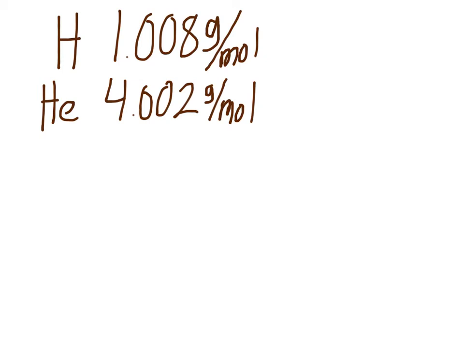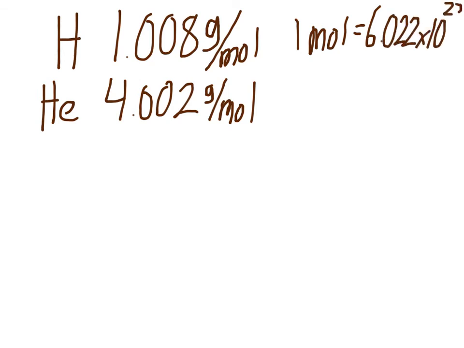The reason is because, remember, 1 mole is equal to 6.022 times 10 to the 23rd atoms. 1 hydrogen atom has 1 proton, and 1 helium atom has 2 protons and 2 neutrons. So the helium atom weighs a lot more. If we were to have 6.022 times 10 to the 23rd atoms of hydrogen, it will weigh a lot less than 6.022 times 10 to the 23rd atoms of helium.